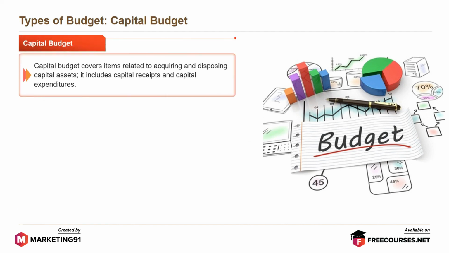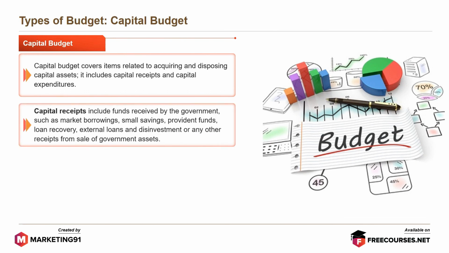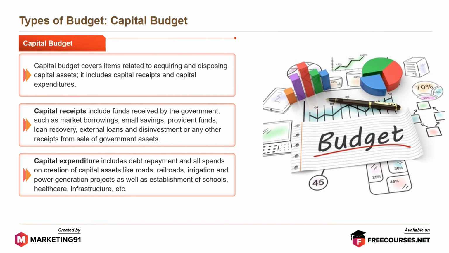A capital budget covers items related to acquiring and disposing capital assets. It includes capital receipts and capital expenditures. Capital receipts include funds received by the government such as market borrowings, small savings, provident funds, loan recovery, external loans and disinvestment or any other receipts from sale of government assets. Capital expenditure includes debt repayment and all spends on creation of capital assets like roads, railroads, irrigation and power generation projects as well as establishment of schools, healthcare, infrastructure, etc.